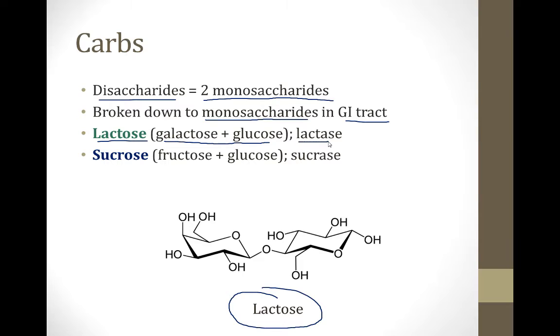The enzyme lactase breaks this down, and you may know that some people lack this enzyme and they are called lactose intolerant. The other important disaccharide for you to know is sucrose, which is what's found in table sugar. It's the kind of sugar you put in your coffee at Starbucks, and it contains fructose, and the enzyme sucrase in the GI tract breaks this down into the monosaccharides.